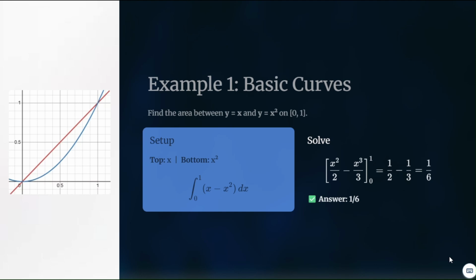So that is the area bounded by the two curves y equals x and y equals x squared on the interval from 0 to 1.